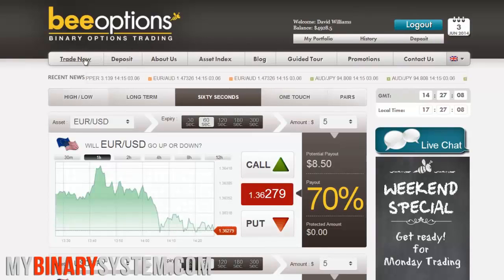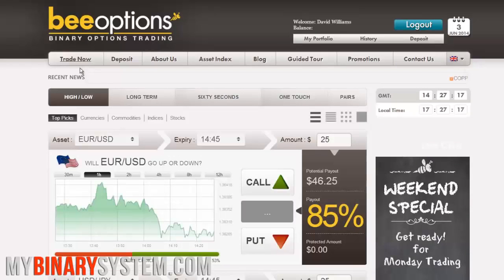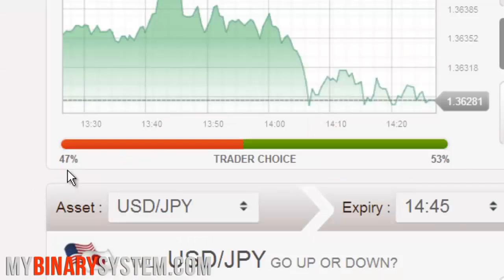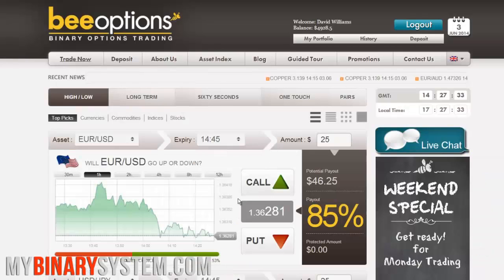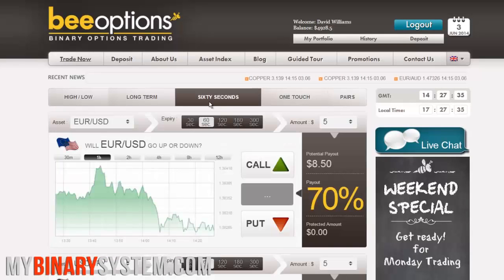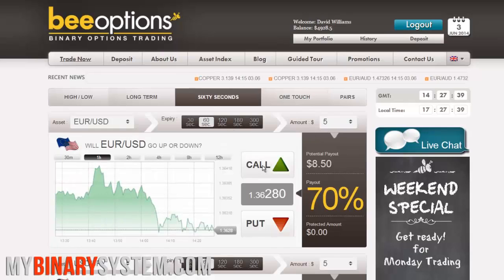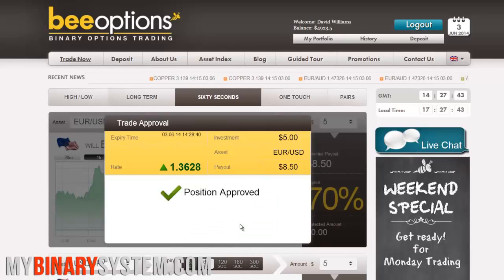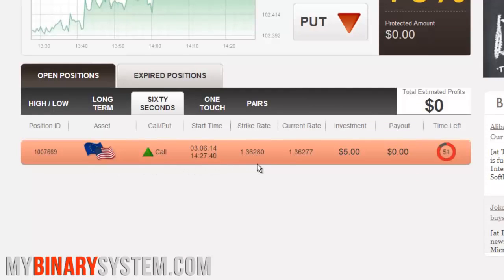Click the Trade Now tab, look at the Trader Choice tool to see what direction most traders are trading. As you can see, 47% are saying it is going to go down, and 53% are saying it will go up. Let's enter a $5 trade again in the same direction. Hit Call, Apply, and then Approve, and we are on again. As you can see, the trade is now on.